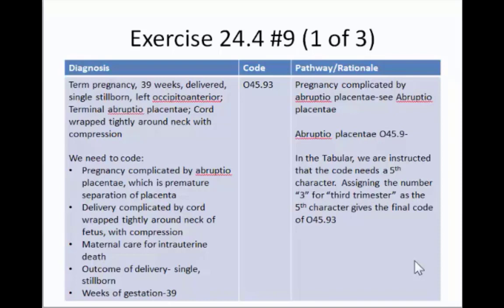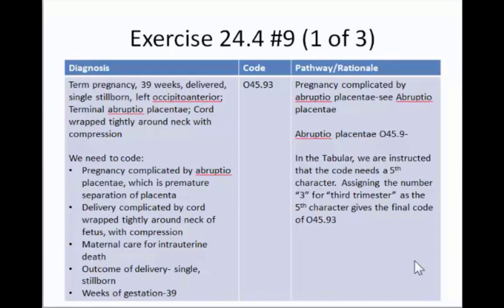The morbidity and mortality to the fetus is because of decreased oxygen, if the placenta is how the baby gets oxygen, and also nutrients are deprived. And then for the mother, because of the severe bleeding, it can be morbidity and mortality for her. There's uterine contractions, there's fetal distress, and the bleeding, of course.